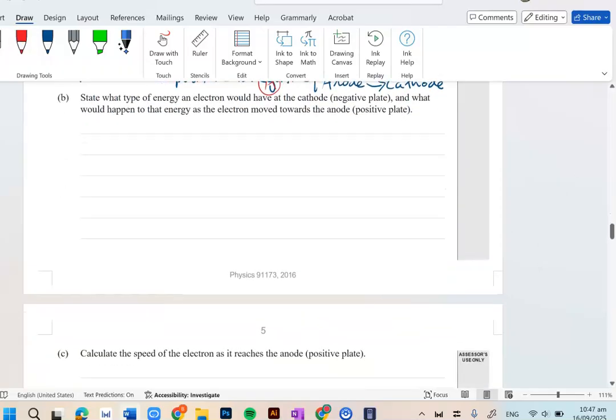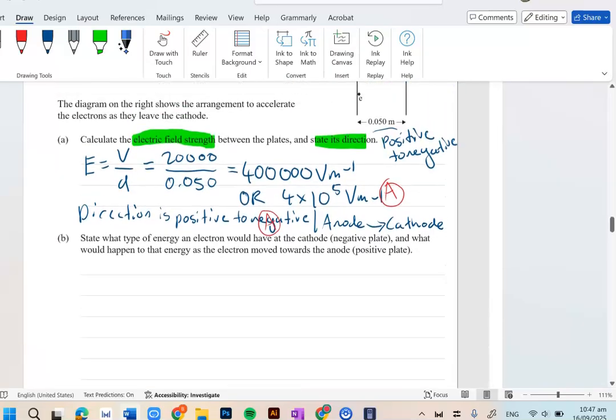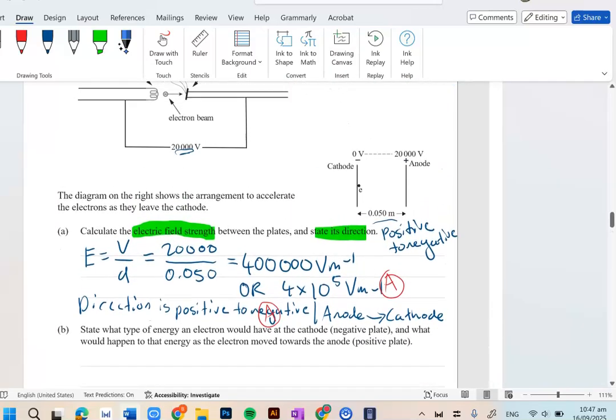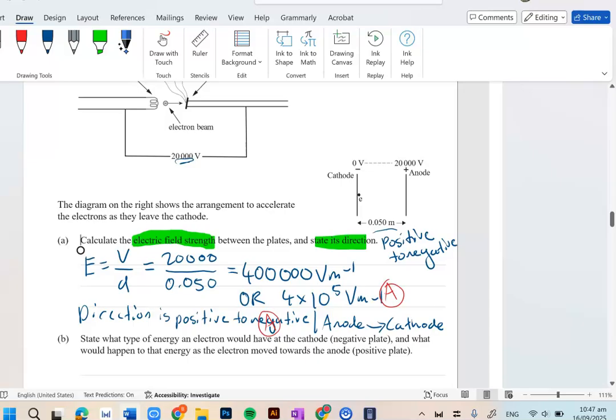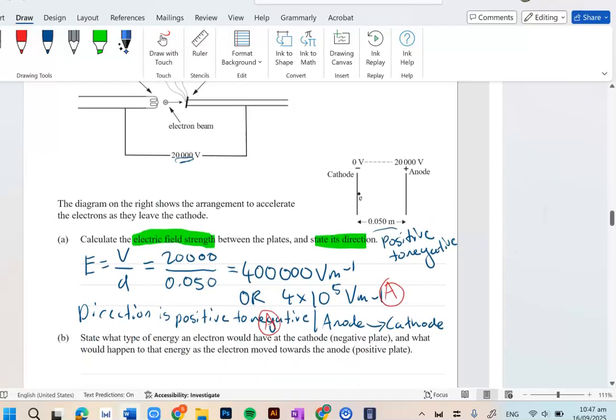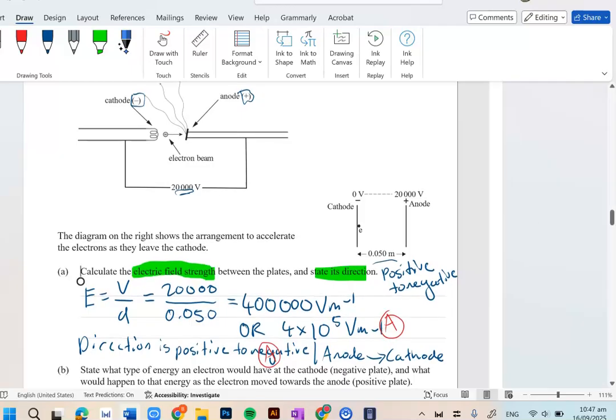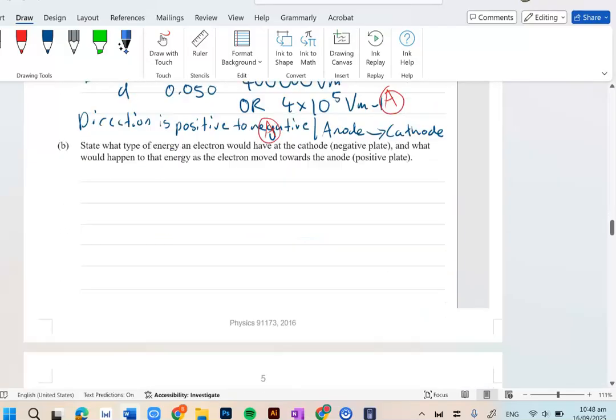State what type of energy an electron would have at the cathode negative plate, and what would happen to that energy as the electron moved towards the anode positive plate. Okay, so we're thinking about kinetic energy and electric potential energy. So if we think about it, the electron is going to have electric potential energy when it's in the negative plate, when it's at the cathode. As it moves towards the anode, it's going to gain kinetic energy. Okay, so we could write something like this.